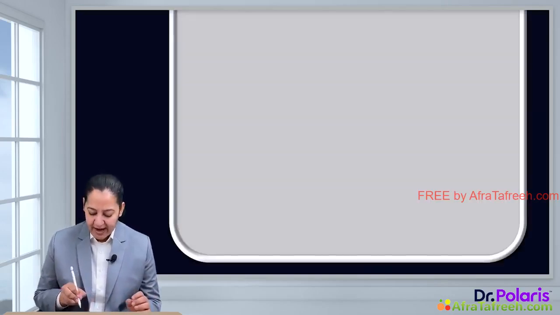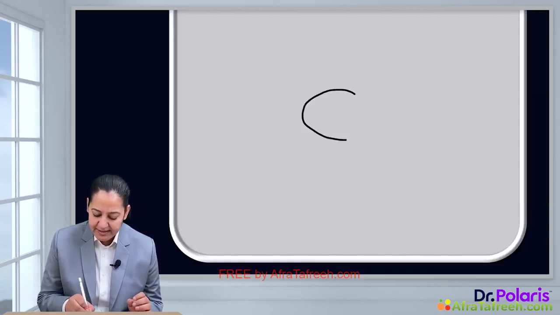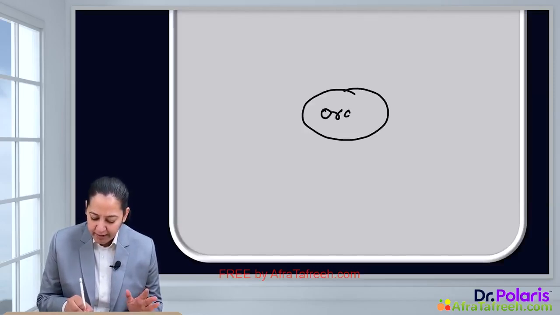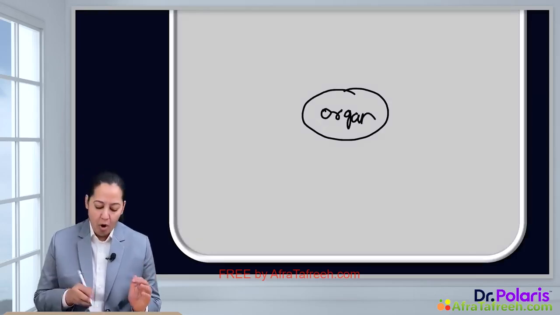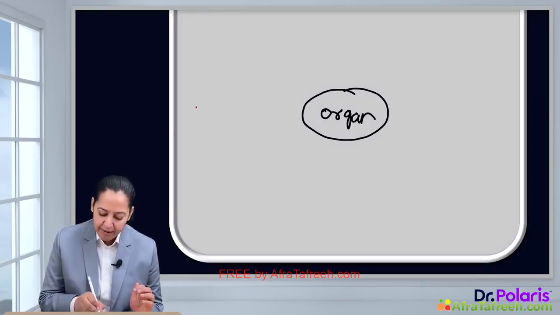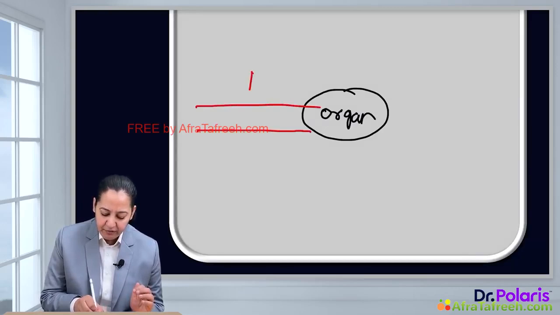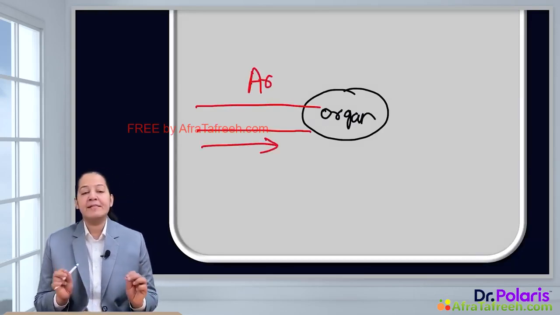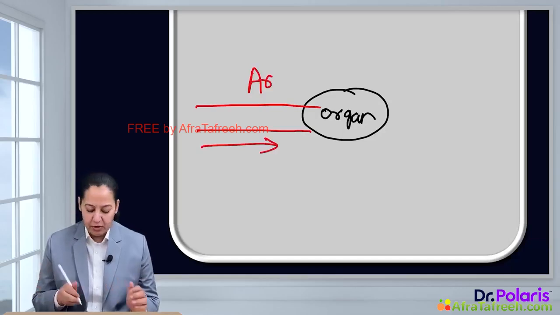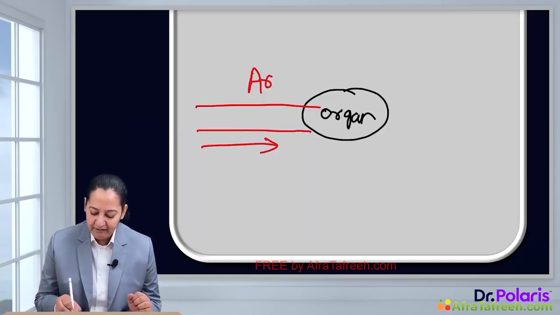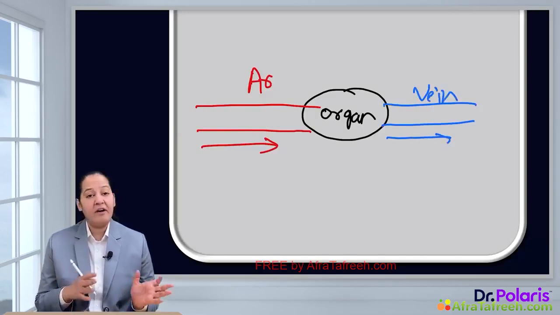I would like to draw a diagram to explain this. You can see this is an organ. Here I am drawing an organ. We know all organs are supplied with pure blood by an artery. So this is the artery of that organ. It is supplying oxygenated blood to this organ. All organs drain into a vein. So this is a vein. It carries deoxygenated blood away from the organ.